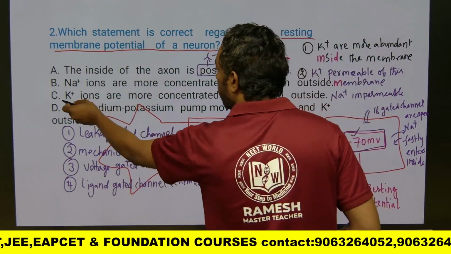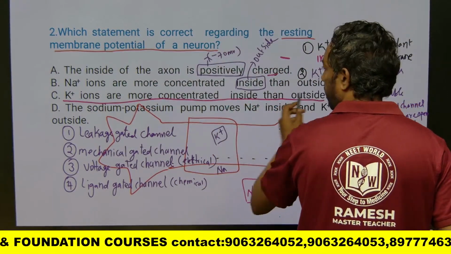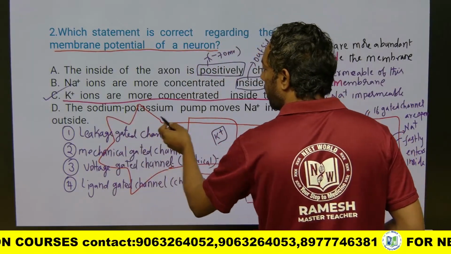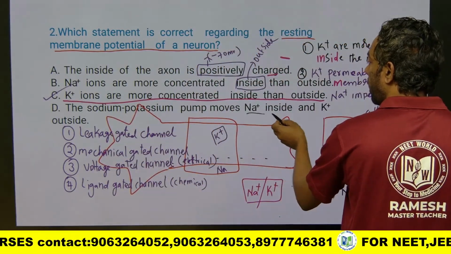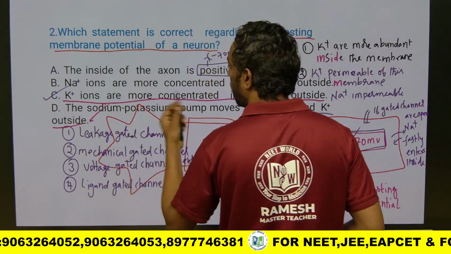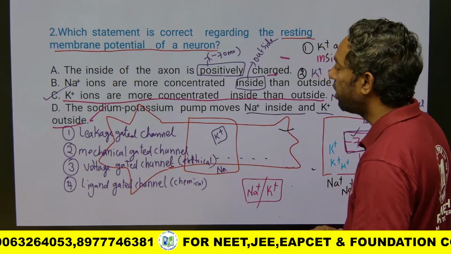Potassium ions more concentrated inside than outside. This statement is correct. The sodium potassium pump moves Na inside and potassium outside. If the potassium is outside, how is it? Potassium is most abundant inside.